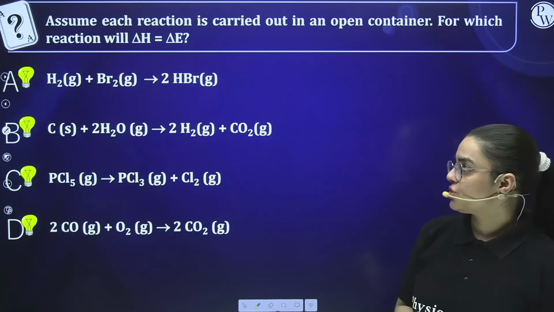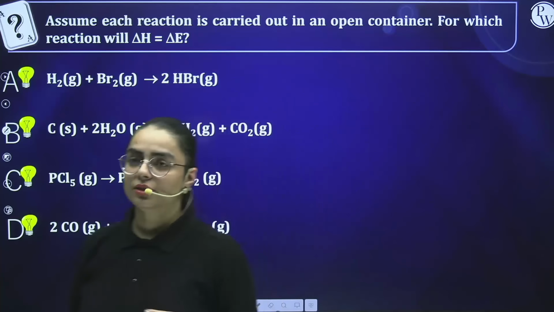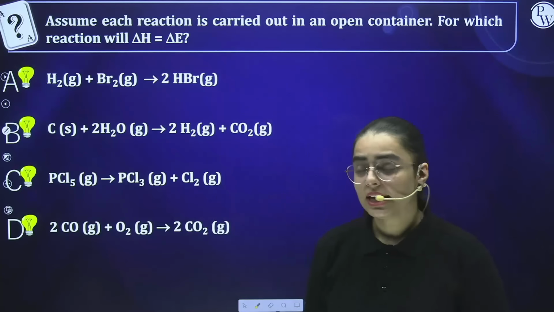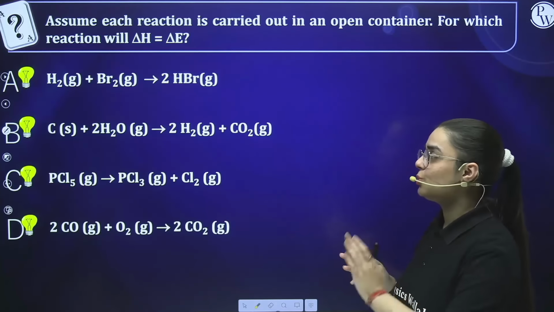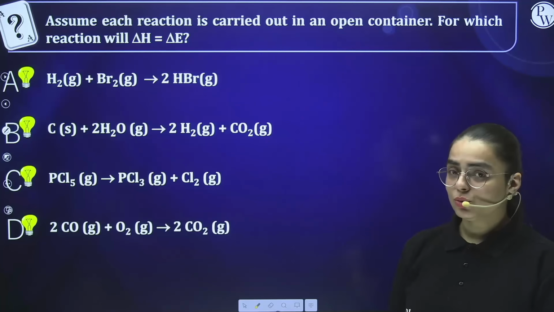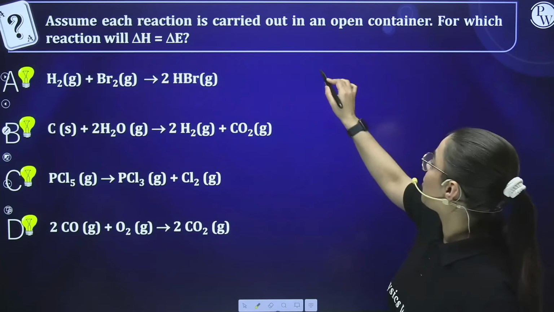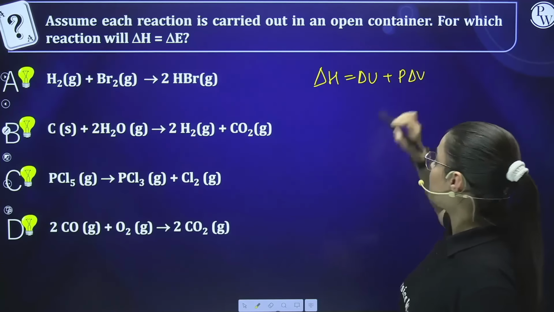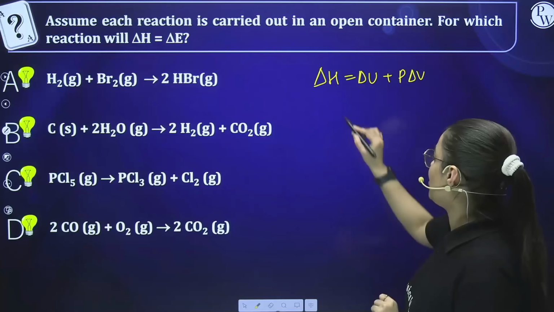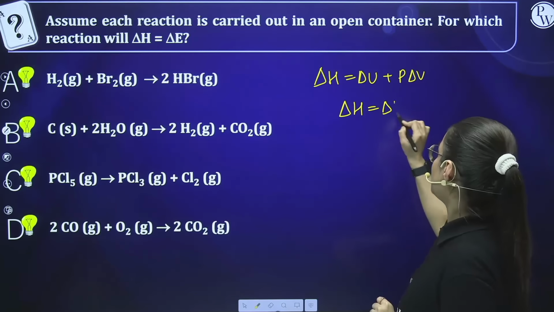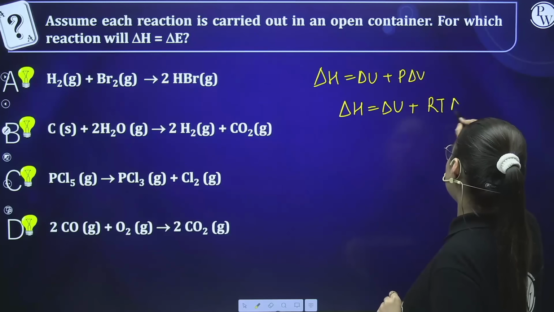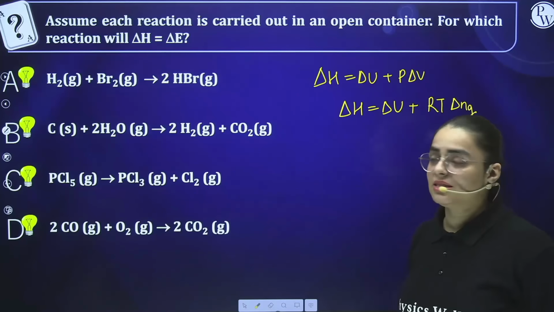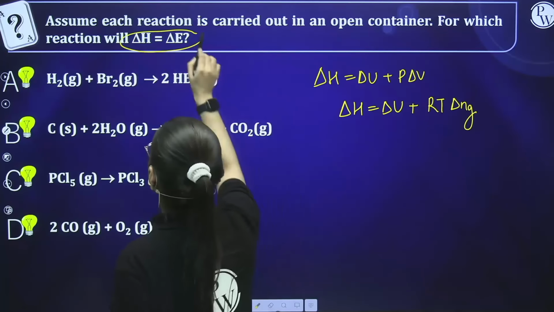Let us read the very first question: assume each reaction is carried out in an open container. For which reaction will delta H be equivalent to delta E? Now let us see. According to the formula, delta H is equal to delta U plus P delta V, and we have replaced P delta V with nRT. Do you remember the equation? Delta H is equal to delta U plus RT delta Ng. If we are able to calculate delta Ng, I guess the relationship between them will be easy, because we need to find out when delta H is equivalent to delta E.